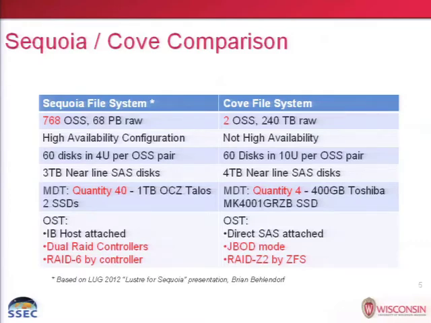In red, you see the main differences. The Sequoia file system has 768 object storage servers. This test system has 2. The metadata targets, they have 40 SSDs. Our example system, we have 4. They use dual RAID controllers and RAID 6 on the controller for the object storage targets. We use JBOD mode and RAID Z2 with ZFS.